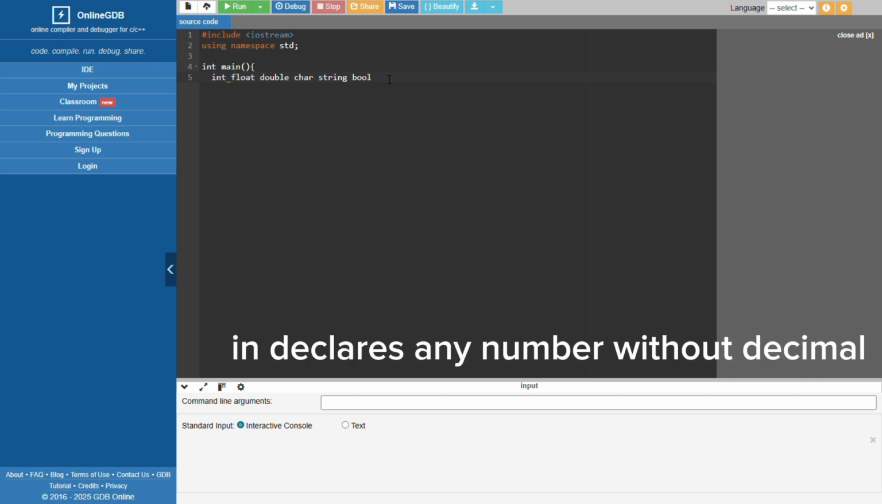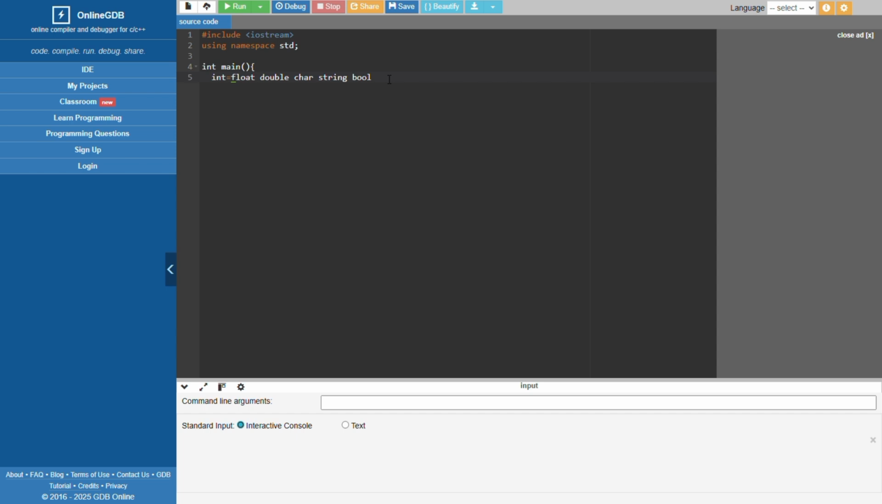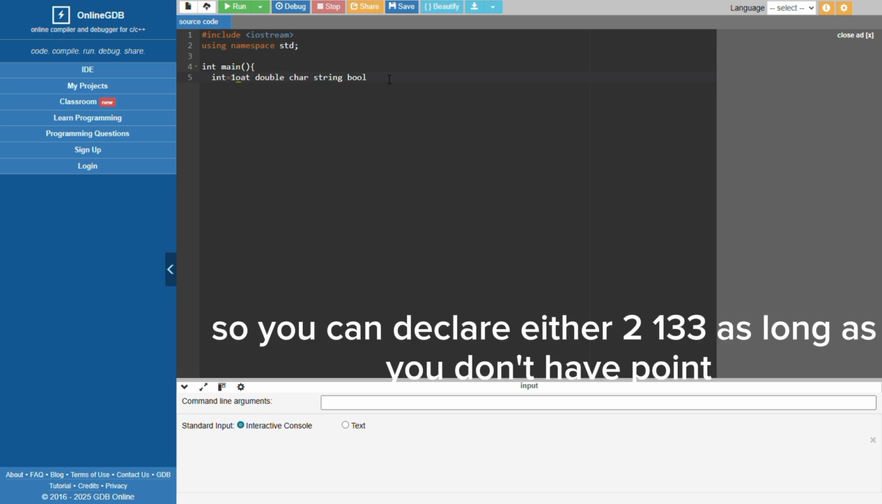Int declares any number without decimal. So you can declare either 2 or 153, as long as you don't have a point.